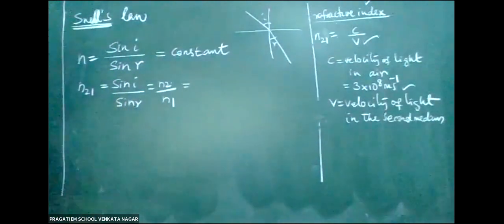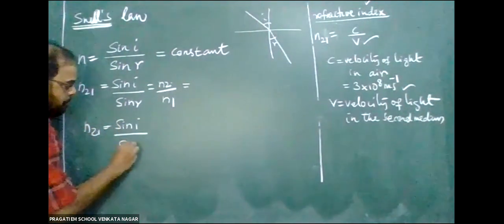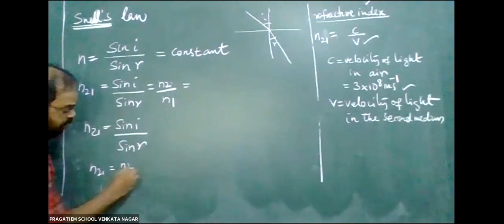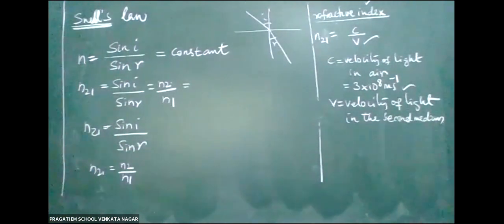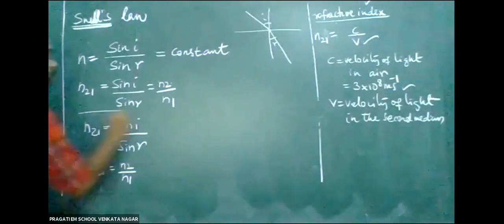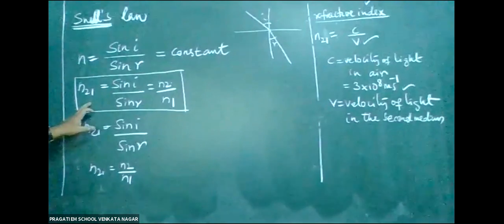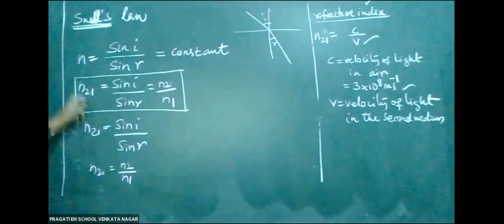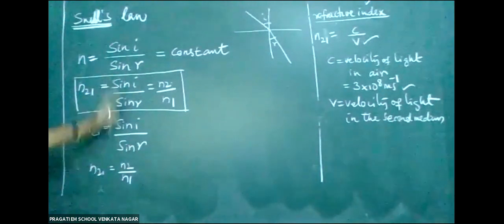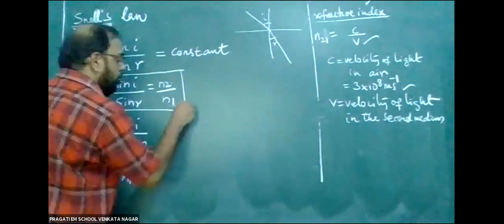Any of these formulas you can use. You can use it like this: N21 is equal to sine I by sine R. You can also use the formula N21 is equal to N2 by N1. This is a combined formula. Do you remember this formula? Always, do not get confused: N21 means second medium with respect to first medium. N21 is equal to sine I by sine R, which is equal to N2 by N1.